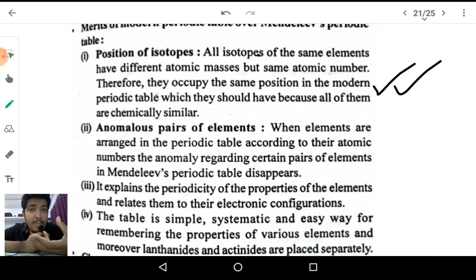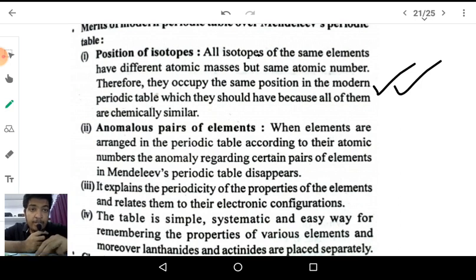We know that all isotopes have the same atomic number, so they can be placed together in the same position. That is the first merit of the modern periodic table. Second one is the anomalous pairs of elements. When elements are arranged in the periodic table according to their atomic numbers, then the anomaly regarding certain pairs of elements in Mendeleev's periodic table will disappear. So that is the second point.